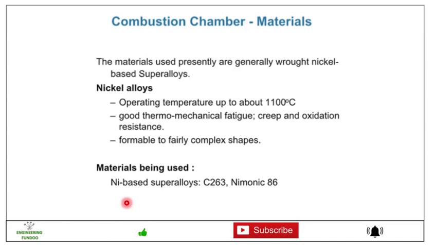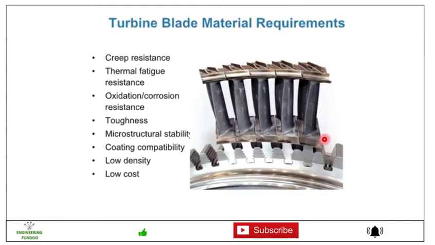Then combustion chamber materials. The materials used at present are generally wrought nickel based super alloys. Nickel alloys operate up to about 1100 degrees centigrade, with good thermomechanical fatigue, creep and oxidation resistance, and are formable to fairly complex shapes. The materials being used are nickel based super alloys C263 and Nimonic 86.